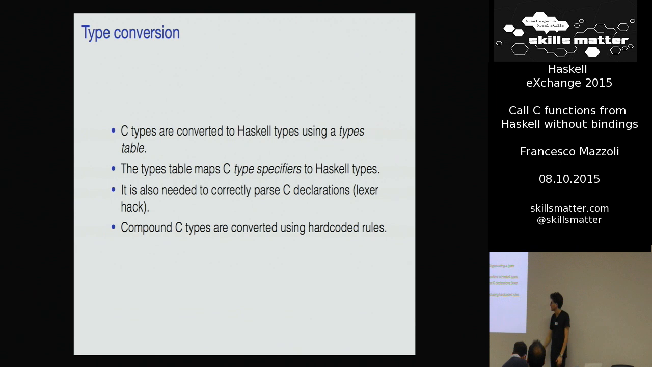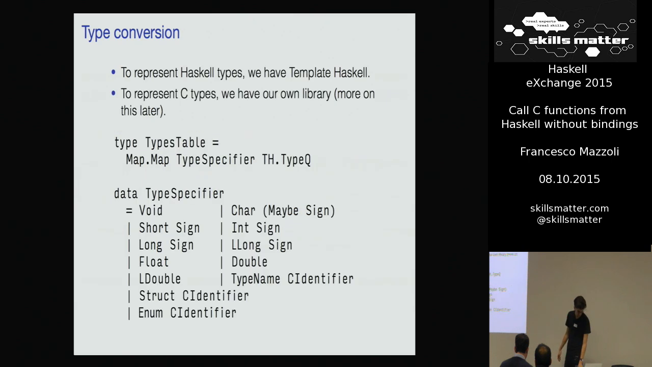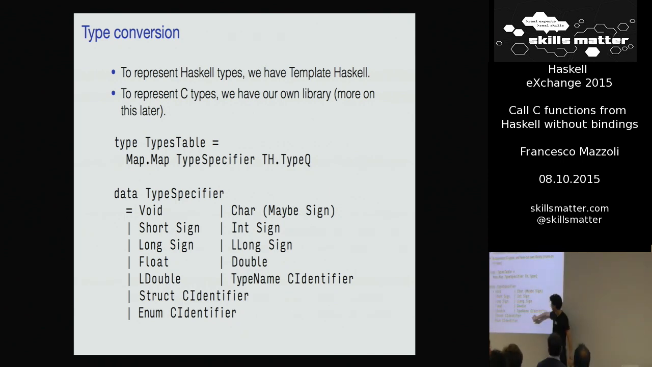Compound C types are just converted using hard-coded rules. If you have a pointer, it's going to be converted to a Haskell C pointer. We have these types defined already in the Haskell base library, so we just use that. Pointers and arrays are pointers. Function pointers become function pointers. So this is what it actually looks like. I also have a slide with a very small data type. Type specifiers are just this small definition. You have void, short, long, int, and then struct something, enum something, or type name something.